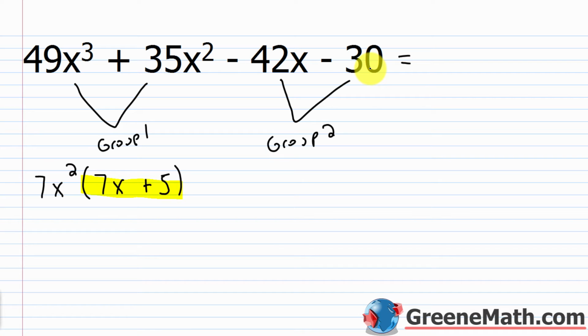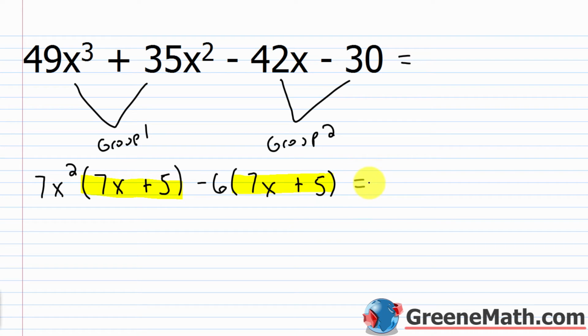Now, one thing you want to notice is if I pulled out a positive 6, the two terms inside the parentheses would be negative. The two terms inside the parentheses here are positive, so I could just do the opposite of that, just pull out a negative 6. And what's going to happen is the two terms inside the parentheses would be positive. Negative 42x divided by negative 6 would be positive 7x. Negative 30 divided by negative 6 would be positive 5. And voila, I get my common binomial factor of 7x plus 5.